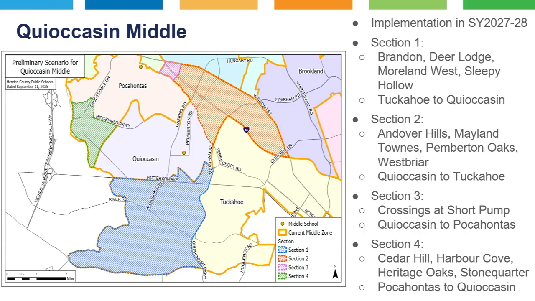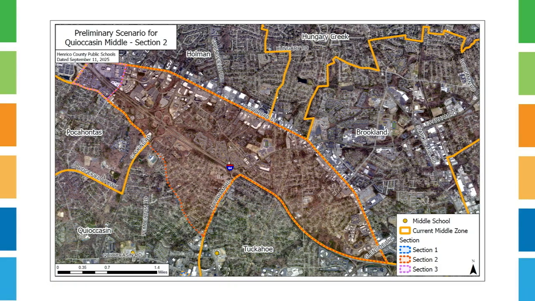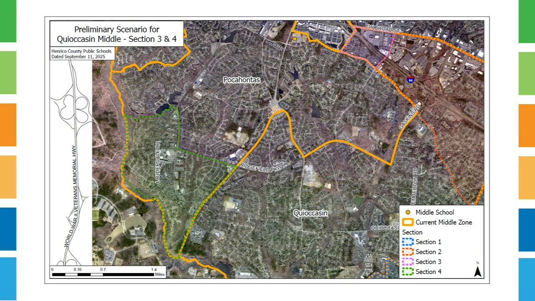Finally, students in the green striped area that we are calling Section 4 would move from Pocahontas into Quioccasin. This includes students living in Cedar Hill, Harbor Cove, Heritage Oaks, and Stone Quarter. This overlay shows the potential boundary adjustment for Section 1. Here you get the view of Section 2. And finally, this overlay shows the potential boundary changes for Section 3 in the upper right corner and Section 4 at the bottom left of the map.